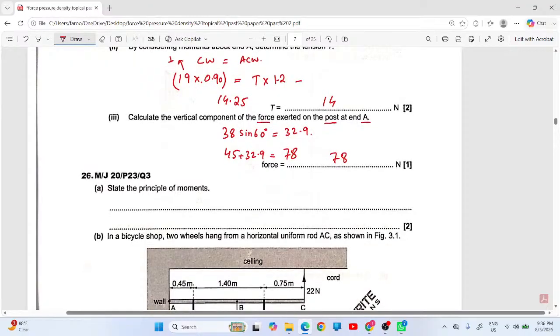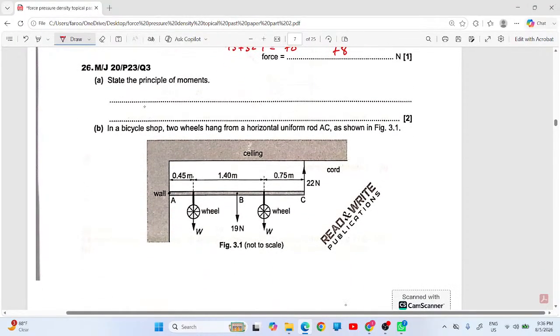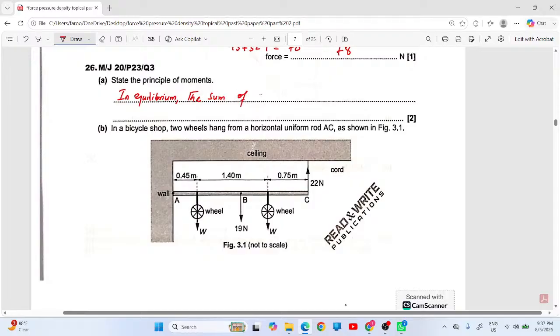Next is, state the principle of moment. Principle of moment is, in equilibrium, the sum of clockwise moments is equal to the sum of anti-clockwise moments about the pivot.